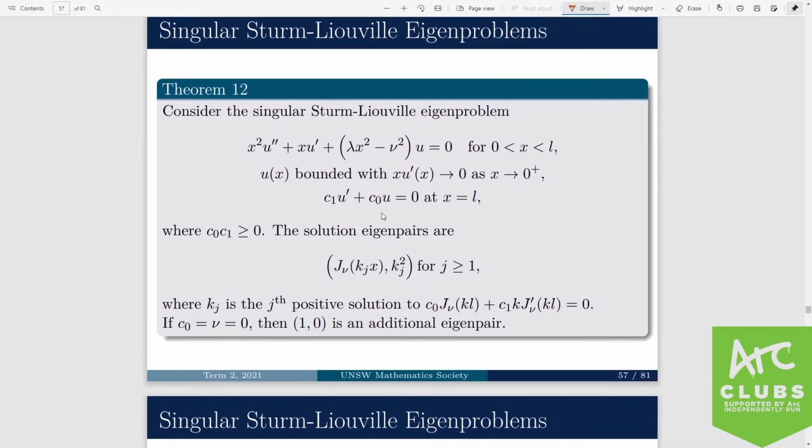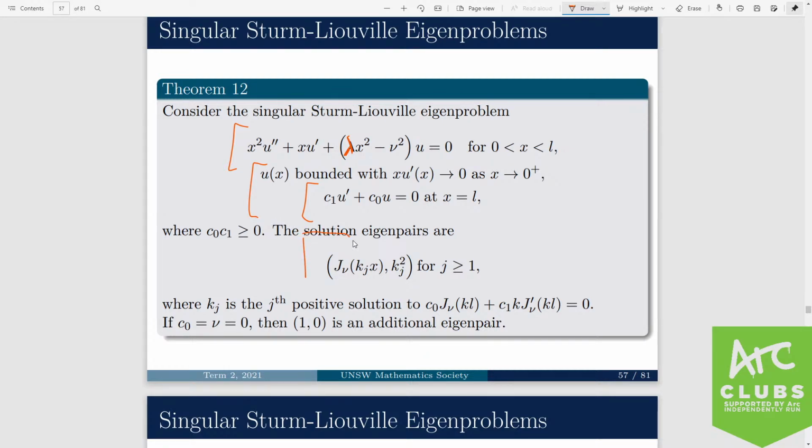So in the case of a singular Sturm-Liouville eigenproblem, we just look at this one, which was the Bessel equation back from chapter 1. Essentially this is saying that if we have this specific form, so just a Bessel equation but with this lambda here, and we have these conditions, so u is bounded with xu' approaching 0, and we have this boundary condition at x equals L. So essentially these two represent our two boundary conditions.